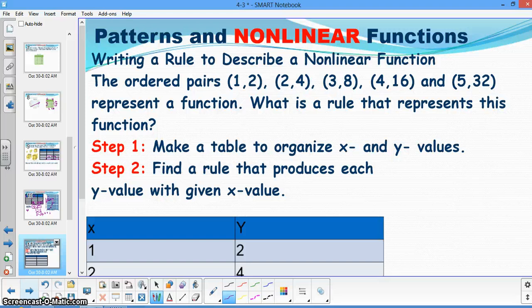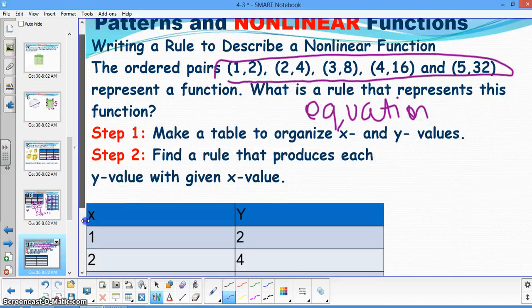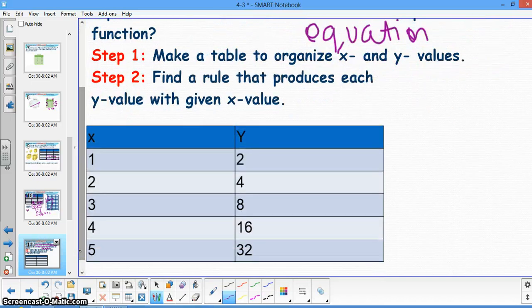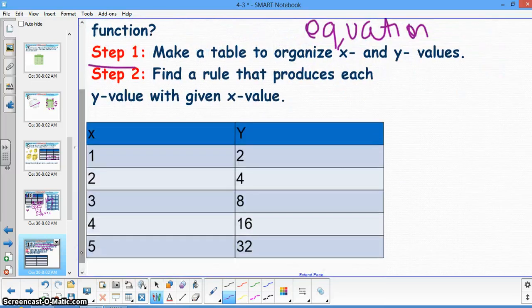So, writing a rule to describe a nonlinear function, let's go through some steps. Here I have these ordered pairs, and I want to come up with a rule or an equation that represents this data. The first thing I'm going to tell you, step 1, make a table to organize your x and y values. You see, I created a table, and I plugged in the data given, the coordinates, into that table. The second thing is I am trying to find a rule that will give me these values. I like to look for a pattern.